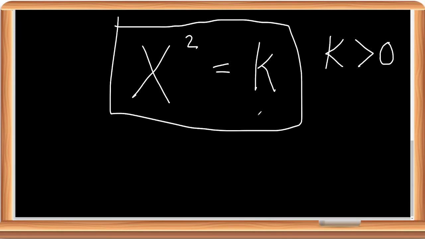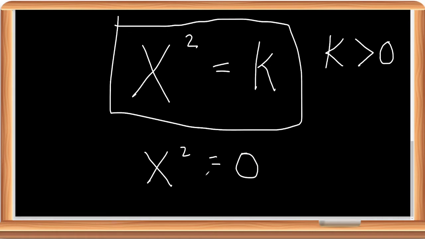But, if your k is equal to 0, pwede din naman that k is equal to 0. Pero if k is equal to 0, therefore, your x is 0. Diba? So, kahit i-extract mo yung square root na yan, 0 rin na makukuha mo. So, this is an example of one solution. Isa lang yung solution nito if your k is equal to 0.